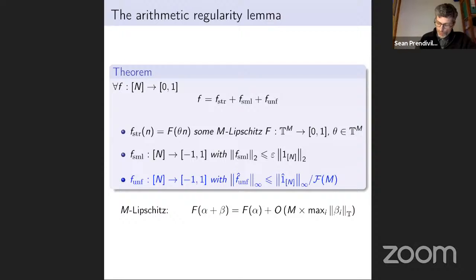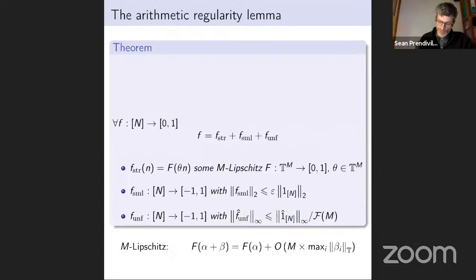So the point of this uniform part, or what I'm saying here, is the error in the Fourier uniformity is arbitrarily smaller than the complexity of the structured part. So the Fourier part is arbitrarily small in terms of the complexity of the structured part. That's what this growth function f is indicating. And here's a reminder of what m-Lipschitz means, or approximately means.